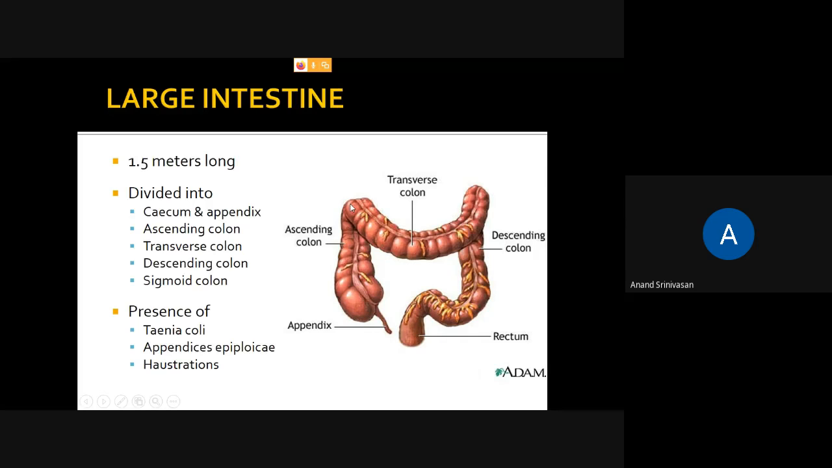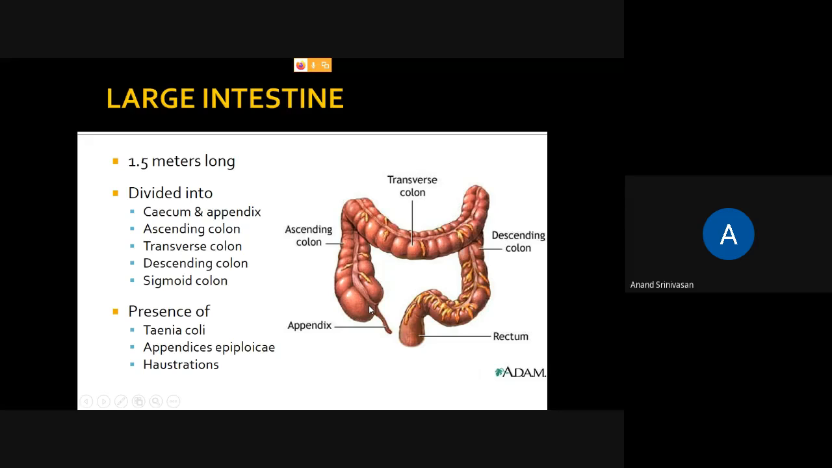Okay, the haustration, you can see it is not like a normal tube. There is an enlargement and then it constricts. Enlargement, constricts. So these are called haustrations. These haustrations are also a characteristic feature of the large intestine.